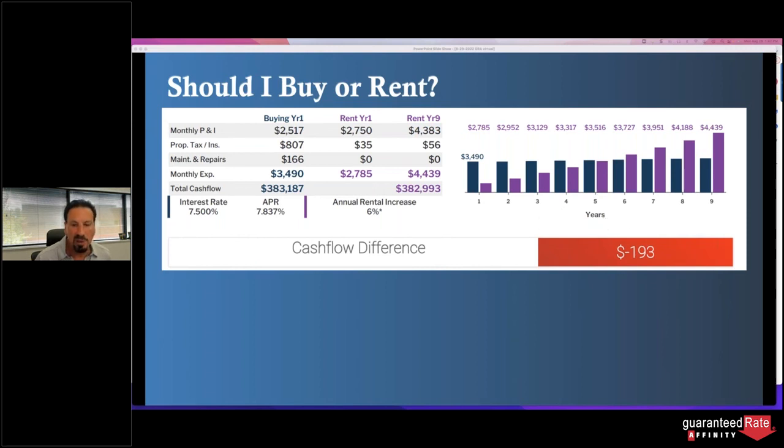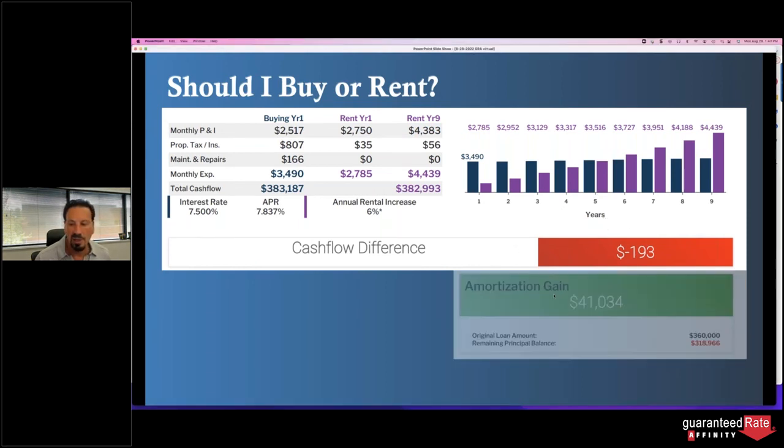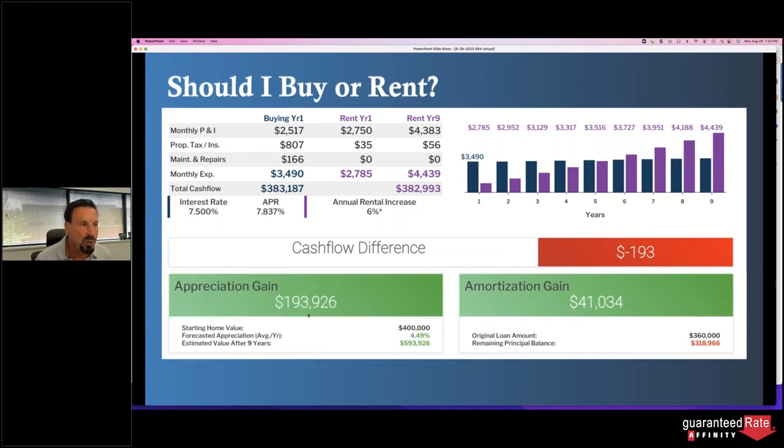And that principal in this particular case is substantial. $41,000. It always is a very large amount of money that nobody talks about. It's like the biggest secret that should be told is the amount of amortization and wealth creation from that. And then, of course, appreciation. Now, we might not get excited about 4.49%, but you know the magic of compounding? You know what that amounts to? $194,000. That's right. 4.49% appreciation means that $400,000 home 9 years from now will be worth $594,000.